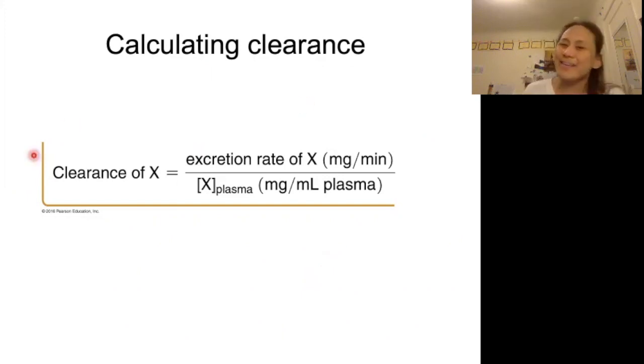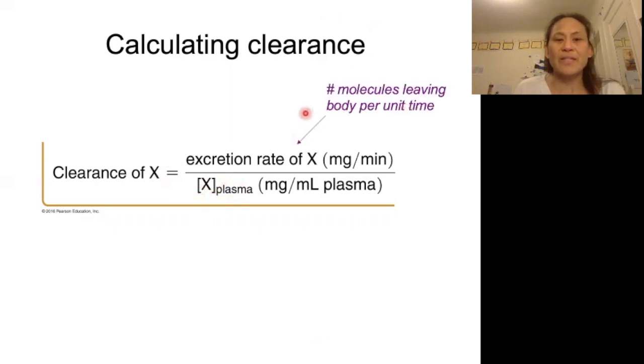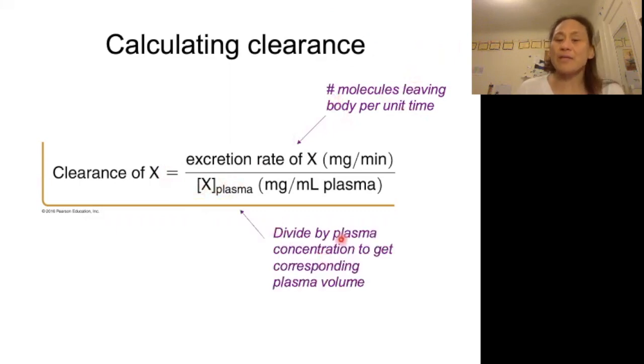Okay, so we can calculate clearance by dividing the excretion rate of the molecule that we're interested in by the plasma concentration of that molecule. Conceptually, what you're doing is taking the number of molecules leaving the body per unit time and dividing that by the plasma concentration to get the corresponding plasma volume, right? And remember that the units we end up with are volume per unit time for calculating clearance.